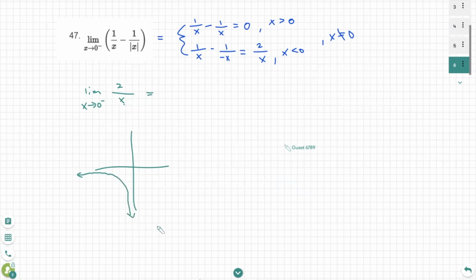Does that make sense? Yeah, now it does. Sorry, I was kind of confused on that. So this is what 2 over x looks like, at least the left side. So then how would you answer this question? I guess negative infinity in that case, on the left.